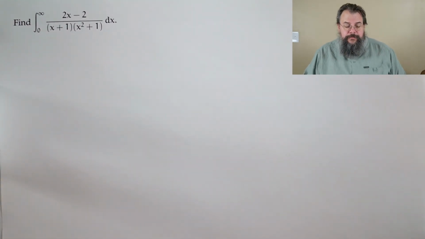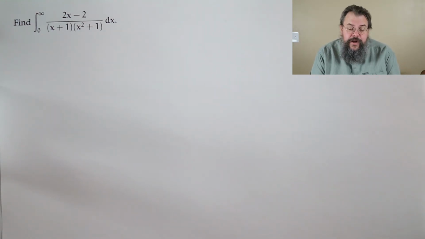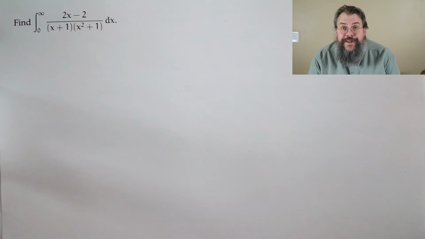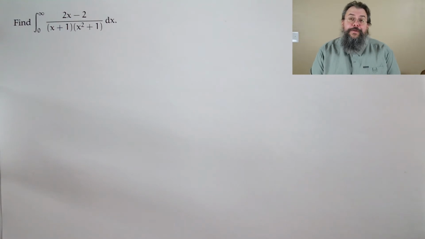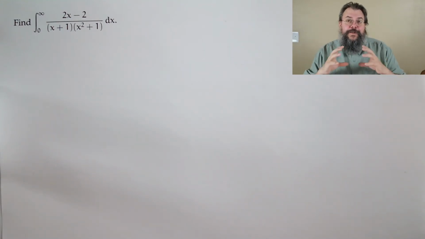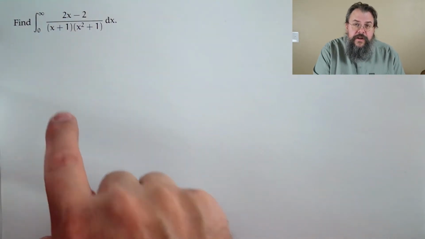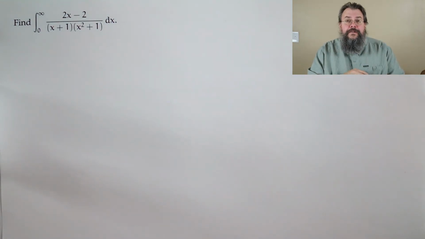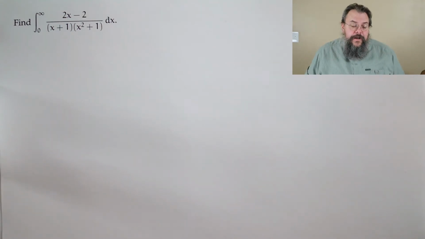So, our next integral. Find the integral from 0 to infinity of 2x minus 2 over x plus 1 times x squared plus 1 dx. Now, before we begin, do we expect this integral to be finite or not finite? And where are our problems? Well, you might say a -1 could be a problem, right? Well, -1 is definitely a problem for the function that we're integrating because you'd be dividing by 0. But notice, we only care what happens from 0 to infinity because those are the bounds for the integral. So -1, we don't need to worry about. That's fine.